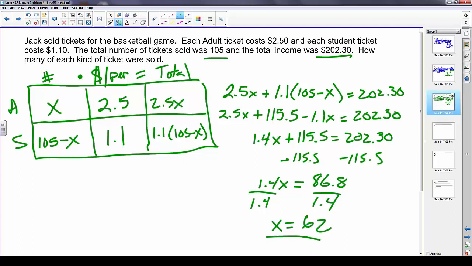So once again, I have to figure out what the heck x relates to. X is the adult tickets. So I had 62 adult. And I need to know how many students I have. So 105 minus 62 is going to be my student tickets, which gets me 43 student.